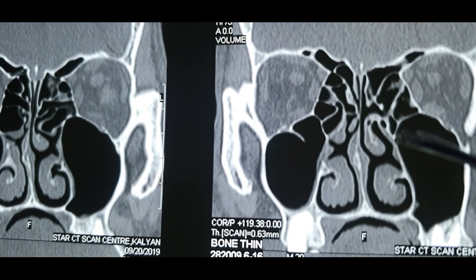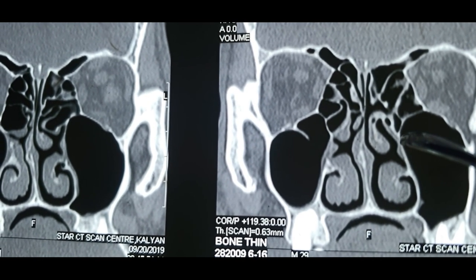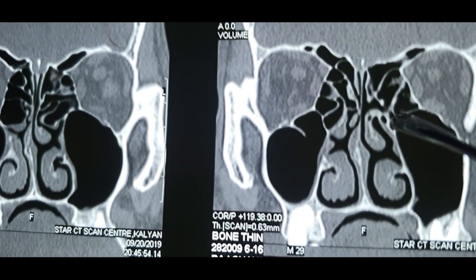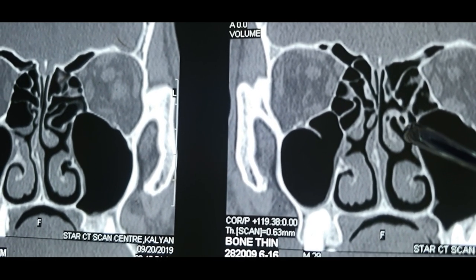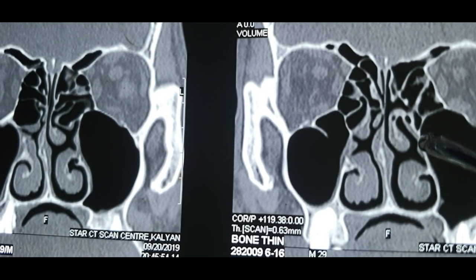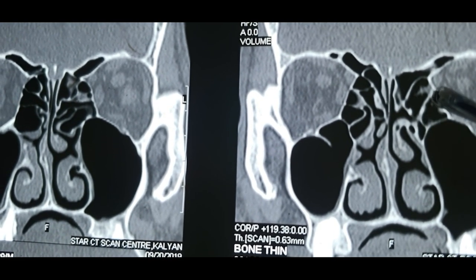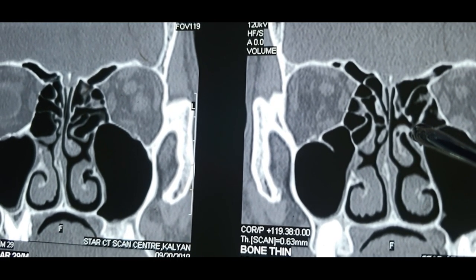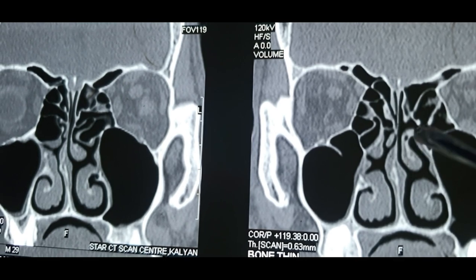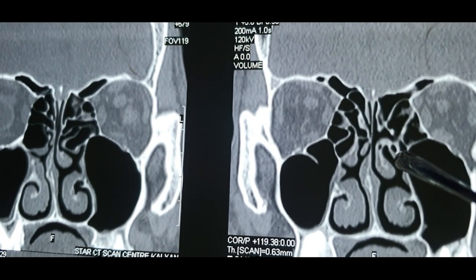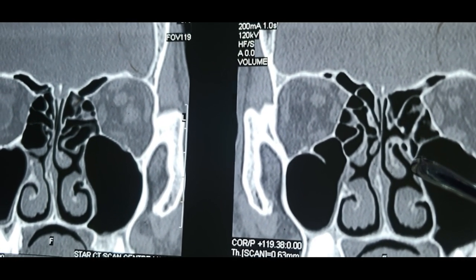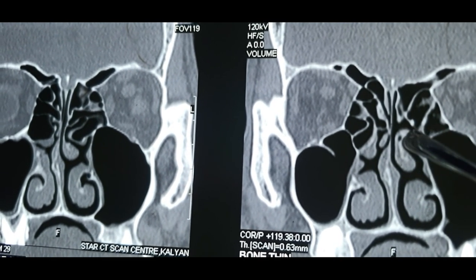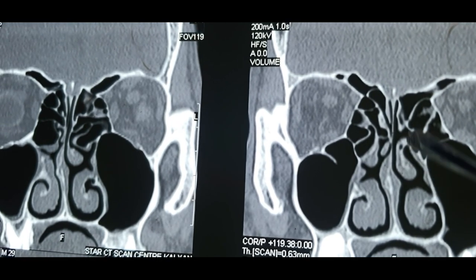Now this is the perpendicular plate of the palatine bone, which is forming the medial wall of the posterior maxilla. So the majority of the attachment is going onto the perpendicular plate, and a small part is going to the lamina papyracea. So this signifies the most posterior, or you can say the posterior ethmoid itself, because it is majorly being attached to the perpendicular plate of the palatine bone. So this is the posterior ethmoids, and this is the posterior one third of the middle turbinate.